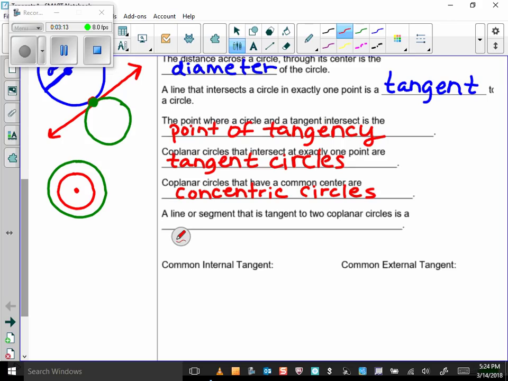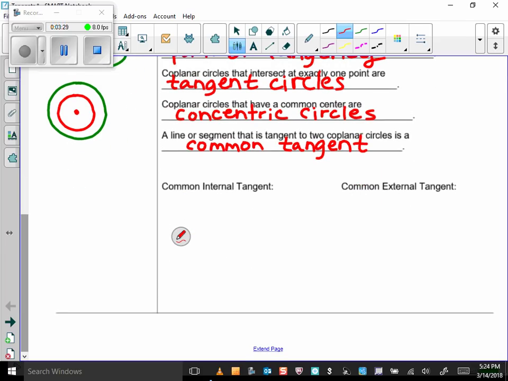A line or segment that is tangent to two coplanar circles is called a common tangent. So I can have a tangent that's tangent to more than one circle, and it's a common tangent. Let me draw you a picture of what that looks like down here. A couple of pictures. We could have a common internal tangent. Let me move this out of the way. So a common internal tangent might look like this.